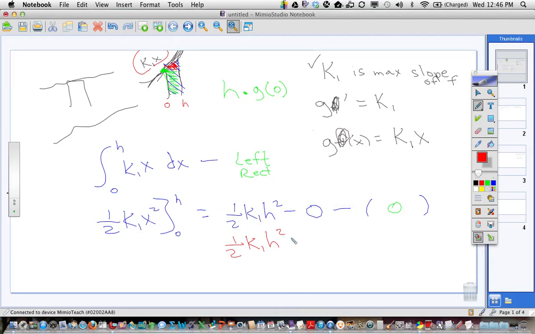Now I'm going to do a little rewriting of this. That's just for one interval, right? That's just for one rectangle. How many rectangles do we have?